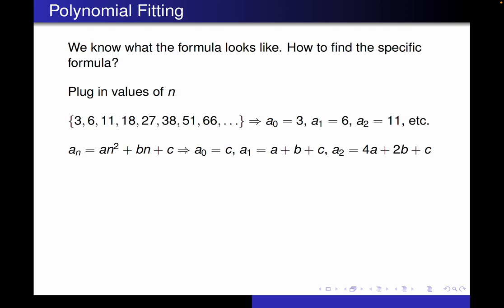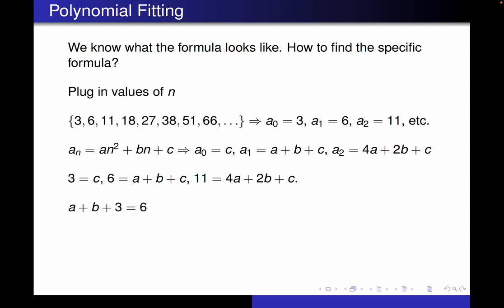So notice now that we actually have two different ways of writing a0, one from the actual sequence and one from the formula, two different ways of finding a1, two different ways of finding a2, which means that since they represent the same number, we can set them equal. So we know a0 is equal to 3, we know a0 is equal to c, that means that 3 equals c. We know that a1 is equal to 6, and a1 is equal to a plus b plus c, so 6 equals a plus b plus c. We know that a2 is equal to 11, and a2 is equal to 4a plus 2b plus c, so 11 equals 4a plus 2b plus c.